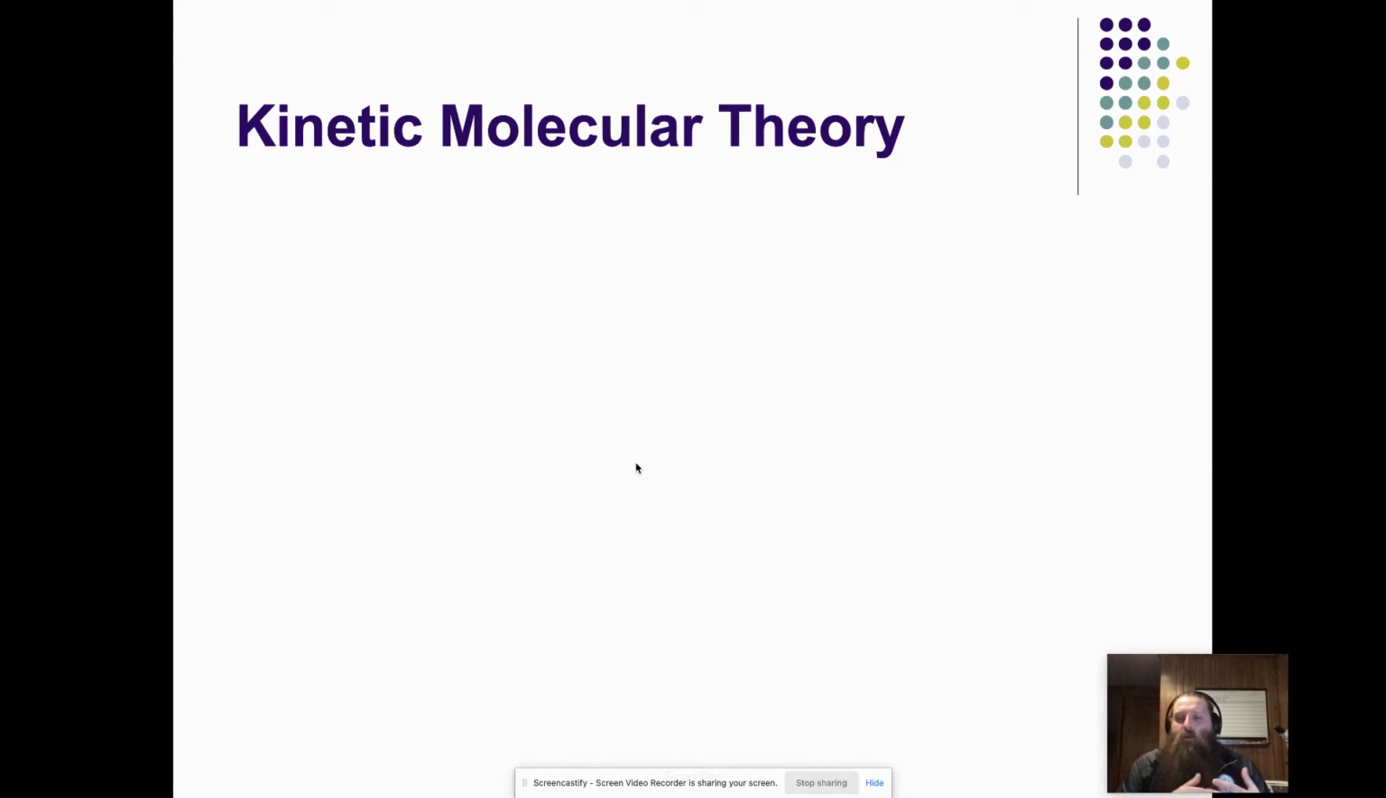between pressures. We looked at the differences in Charles's and Boyle's law and Gay-Lussac's law. We looked at the combined gas law. We talked about the ideal gas law, right? And we solved some problems that were associated with those.